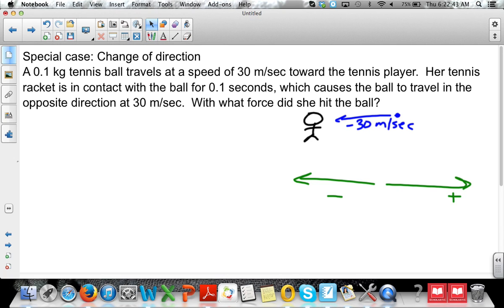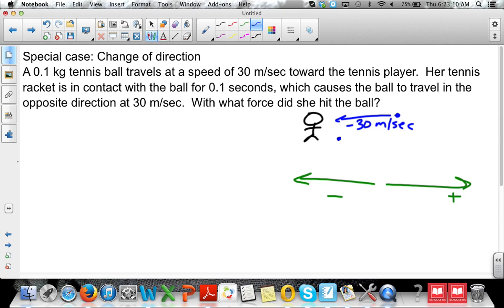And in your problem, they're not always going to specify that. You have to draw the picture and realize that the ball is going one direction in one case and the other direction in the other case. You could have flipped this around and had the ball coming at the tennis player from the other direction. That's fine as long as you have a picture and you know which way is positive and which way is negative. So then the tennis player is going to hit the ball.